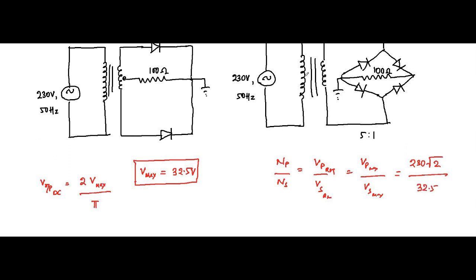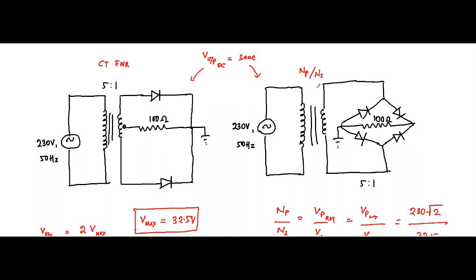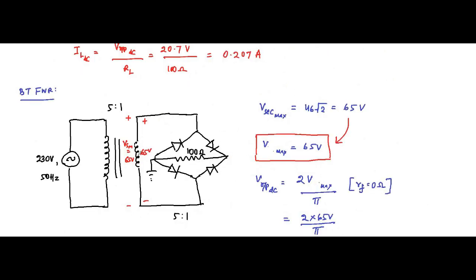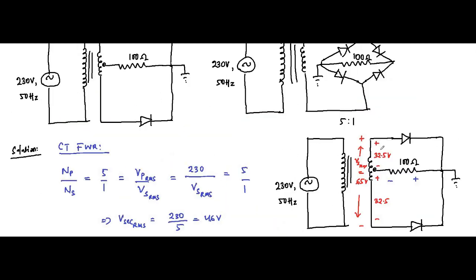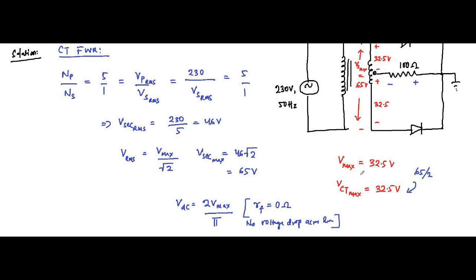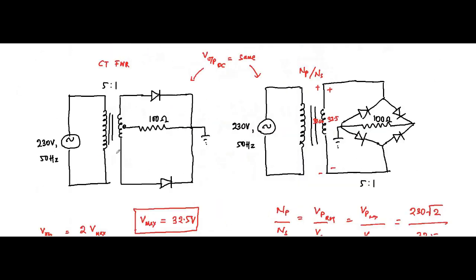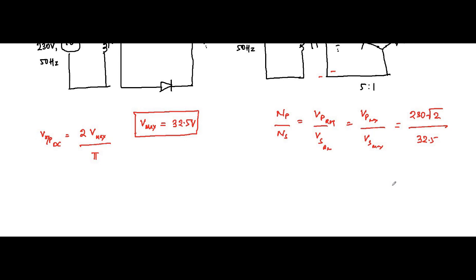Why? Because in the bridge type rectifier circuit, this entire secondary maximum voltage is appearing across the diode. So if we want 32.5 here, then the secondary maximum voltage should also be 32.5. In the bridge type rectifier circuit, this entire secondary maximum voltage appears across the diode. But in center tap it gets divided, and we want the maximum voltage to be 32.5. Only then both the outputs will be the same.